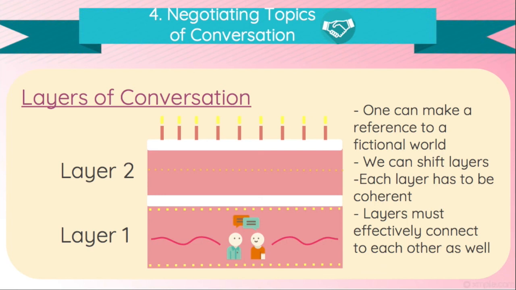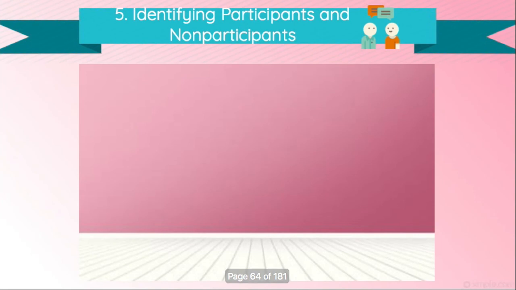But we also have to remember that although we can shift from layer to layer, and we can refer to the fictional and the non-fictional world, each layer still has to be coherent, and they still have to be connected to each other. Okay, so now let's talk about identifying participants and non-participants in a conversation.